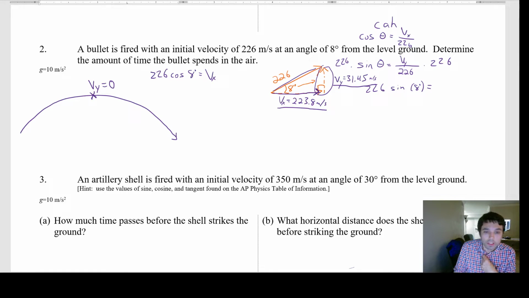All right. So we're trying to find how long it spends in the air. So ask ourselves, how long does it take to go from this launch to this halfway spot, right? How long does it take to go just to here? And once I find that out, and I double it since that's halfway, then I'll know how long it takes in the air for the whole time, right?